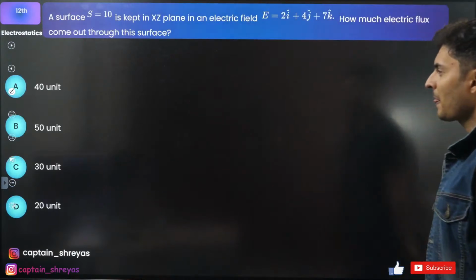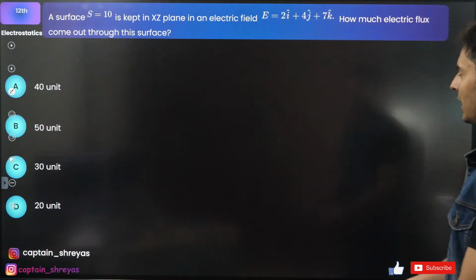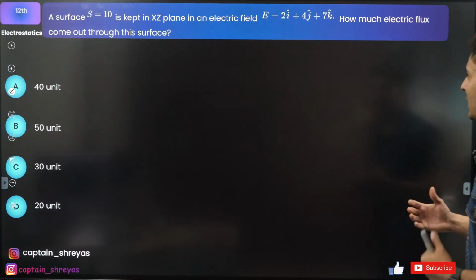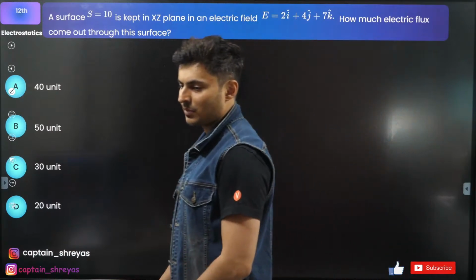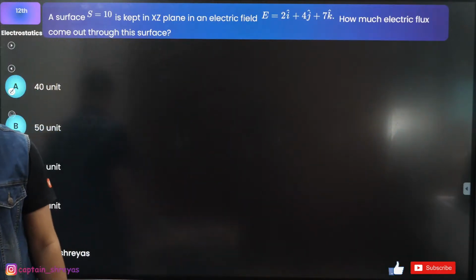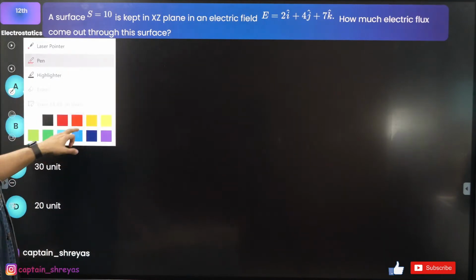I know that. Okay, coming up on your screen, a surface is kept in the XZ plane in an electric field, 2i cap, 4j cap, 7k cap. How much flux comes out through this surface? Come on, let's see how many of you can do this. Come on guys. How much flux comes out of this surface?